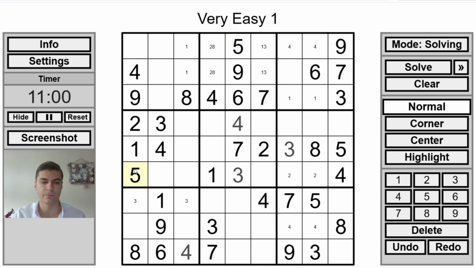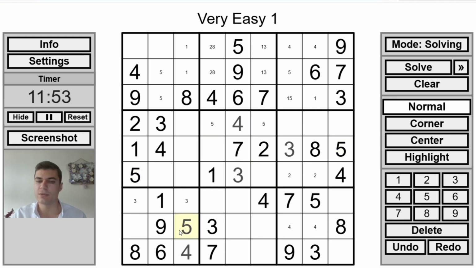Because of this 5, I cannot write 5 here, and because of this 5, I cannot write 5 here, so this is 5. Because of this 5, I cannot write 5 here. Because of this 5, I cannot write 5 here, so 5 has to be there. Alright. Because of this 5, I cannot write 5 here, so this is 5. Because of this 5, I cannot write 5 here, so one of them is 5.